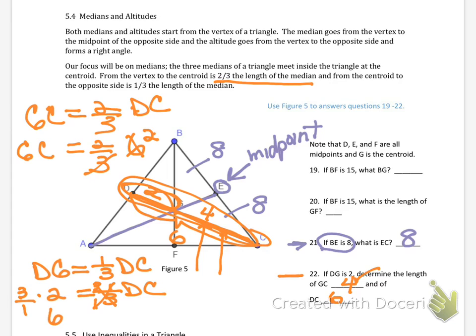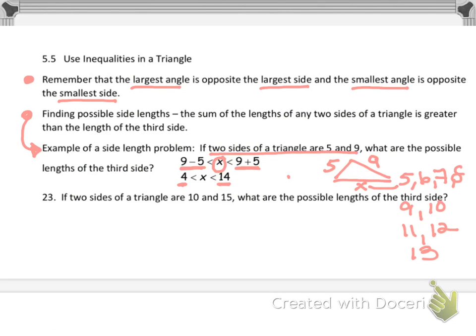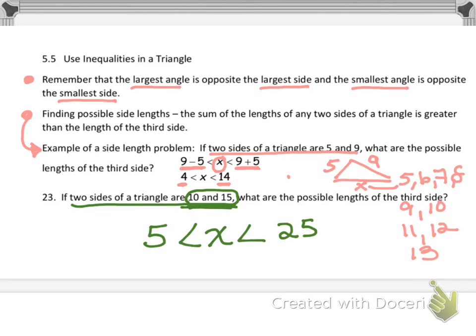Let's go on the next page and we will do 5-5, which is using inequalities in a triangle. So it says, if two sides of a triangle are 10 and 15, what are the possible lengths of the third side? So I said put x in the middle, x is the third side, subtract the two given numbers, 15 minus 10 is 5, you won't get any negatives, and then add the two numbers, and 10 and 15 is 25.